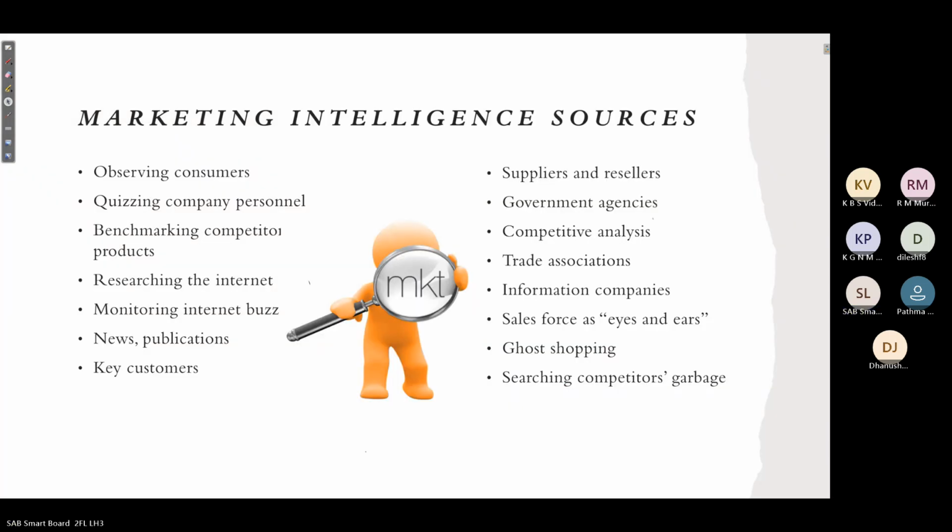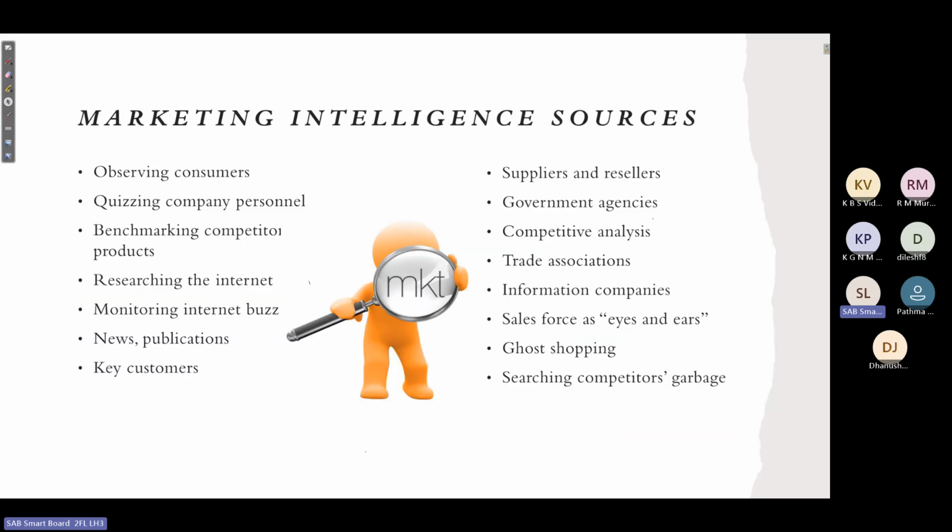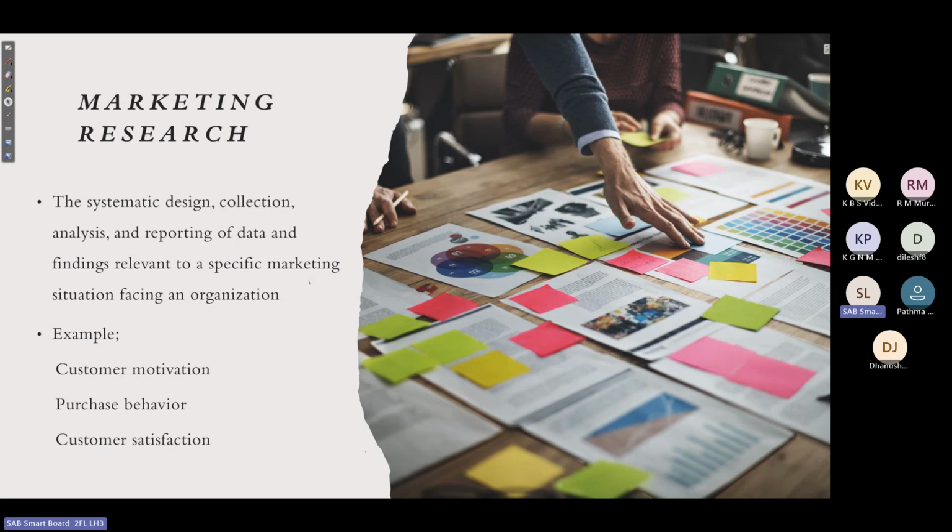Right, okay. We were discussing these three parts: internal data, intelligence, and marketing research. So I will be discussing this marketing research part now. This is actually the most difficult part of developing needed information, right? Because the internal data is freely available within our organization, and in marketing intelligence we can access information from outside the organization. For marketing research, this is going to be a separate process that we use to collect information or to find a solution for any managerial problems that we have in our organization.